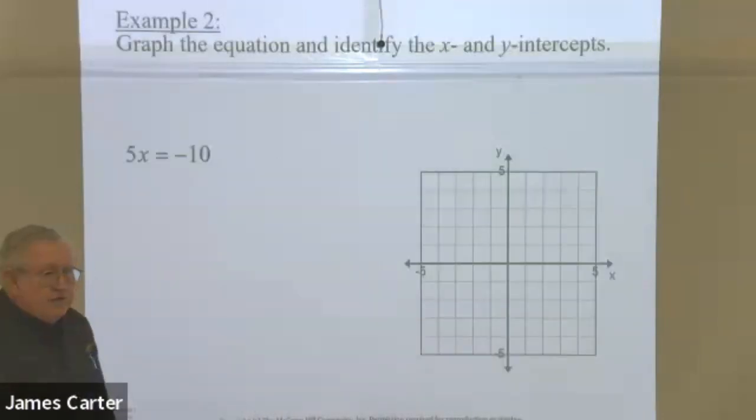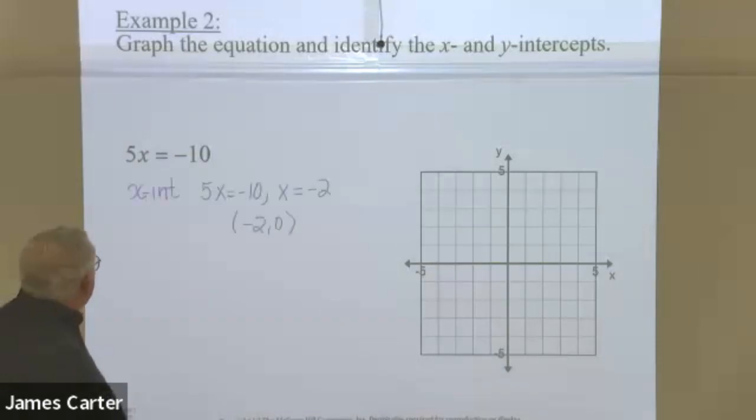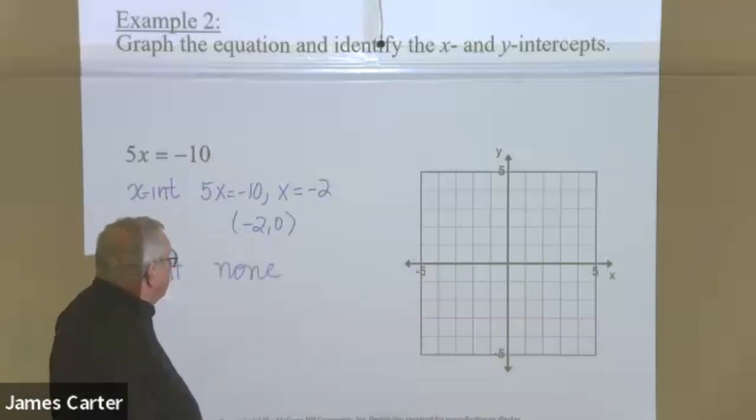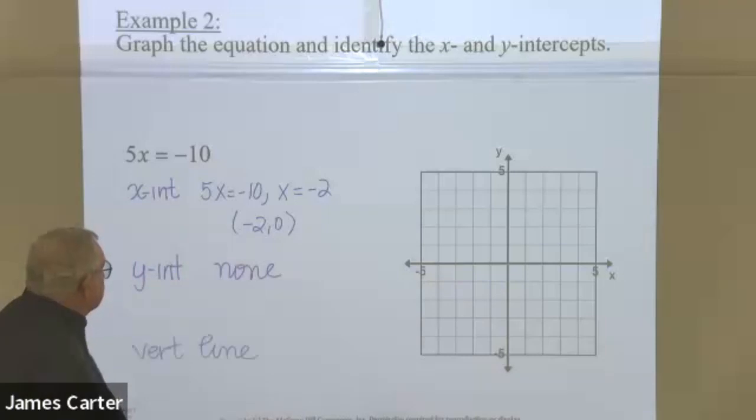We have the equation 5x equals -10. We simplify it, divide both sides by 5, and we get x equals -2. What that means is the first point we're going to have on this line is the point where x is -2 and y is 0, because out here, there is no b value shown. So we're going to graph that. And in this case, there is no y-intercept because it is a vertical line.